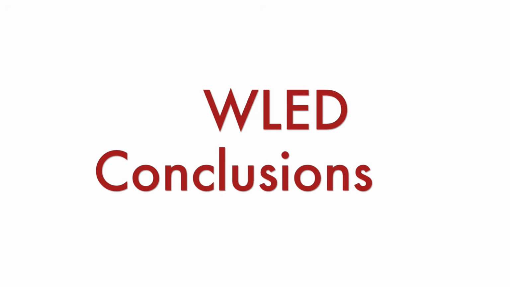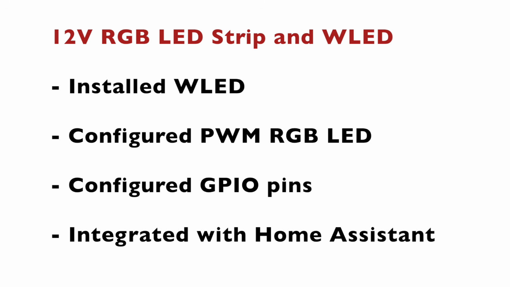So as a conclusion, in this video we've learned how to use a 12V RGB LED strip with the popular open source firmware WLED. For this purpose, I've installed it on the ANAVI Light Controller, which is an open source hardware development board that I've designed with KiCad around ESP8266. I've configured the PWM RGB LED, the GPIO pins, and finally I integrated WLED with Home Assistant.